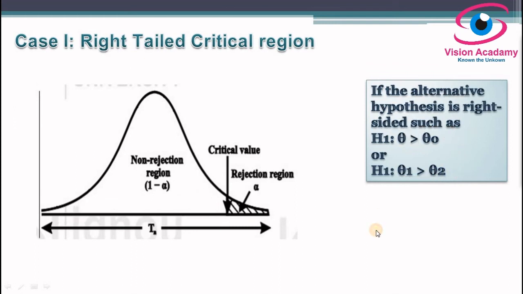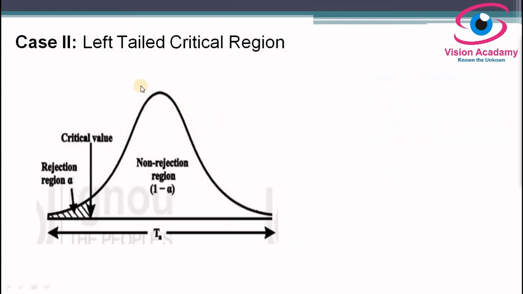Then let us look into the left-tailed critical region. The left-tailed critical region is contradictory to the right-tailed critical region, as I said already. Whatever I told you is contradictory for the left-tailed critical region.